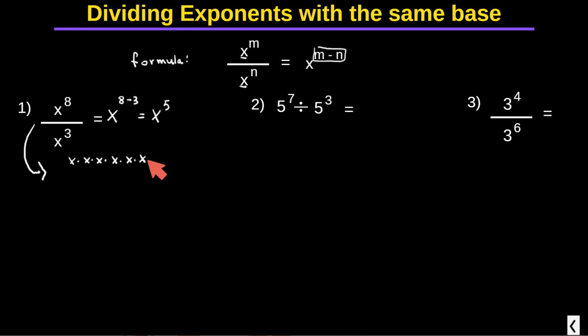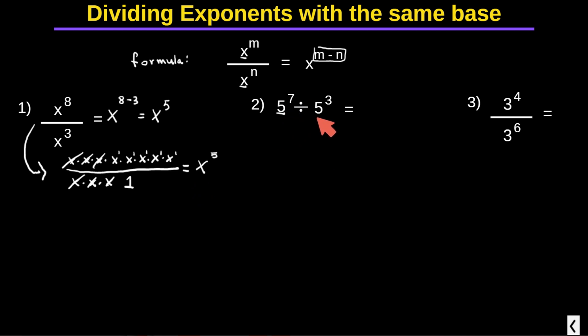But let's prove this. Let's show this in a more clear way. So on the numerator, we will have 8 x's, and on the denominator, we will have 3 x's. And because we have the same variables, let's cross them out. We need to cross out 3 from both numerator and denominator, and on the denominator, we basically stay with 1. And the exponents are raised to the first power. This is something that you should know. The exponents are not raised to the 0th power. That is why we get x to the 5th power.